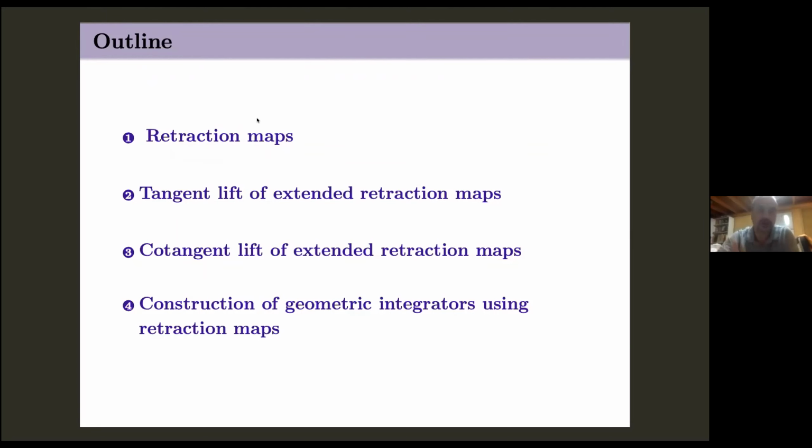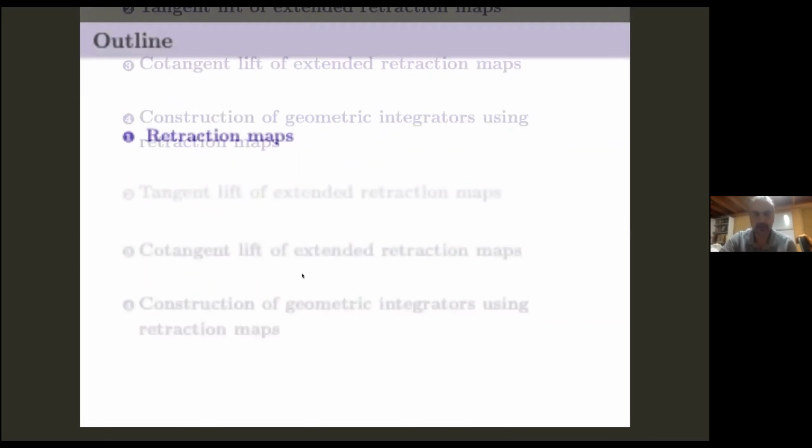A retraction map is also a tool for constructing numerical integrators. We will use this retraction map, but thinking of a system defined on the cotangent bundle, and then the idea is to lift our retraction map to the cotangent bundle setting, where the vector field that we have is defined. And then we will see how to construct geometric integrators using these retraction maps.